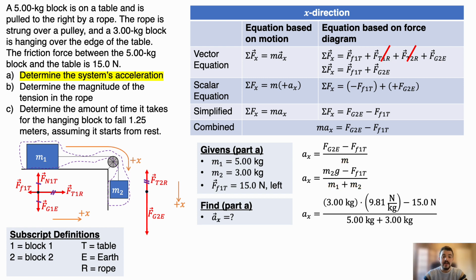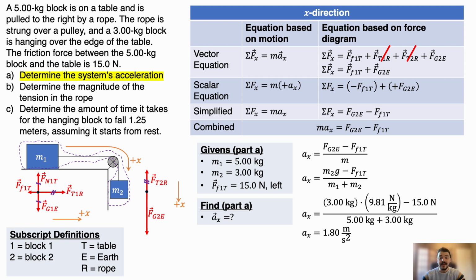plug in numbers. It'll look something like this. Mass 2 is 3 kilograms. The Earth's gravitational field strength is 9.81 newtons per kilogram. I didn't explicitly write that in my givens, but that is always a given. And then we've got 15 newtons of friction force in magnitude. And then the m1 plus m2 is 5 kilograms plus 3 kilograms, to 3 significant figures. When we plug that into our calculator, we end up with an acceleration whose value is 1.80 meters per second squared.